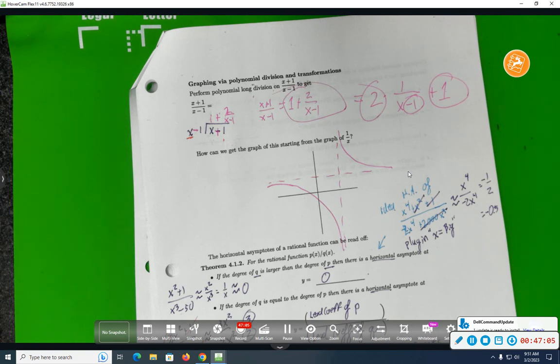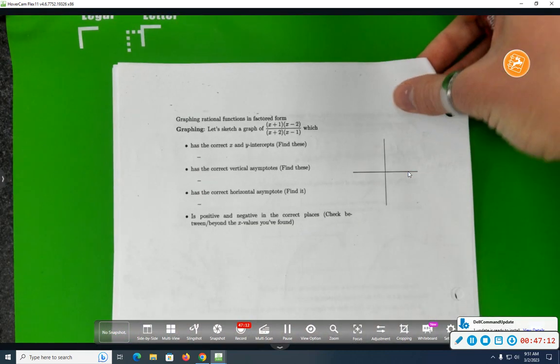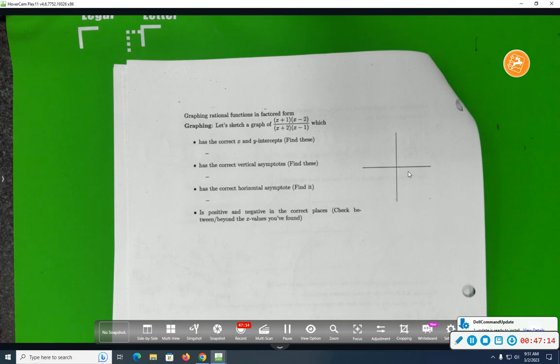So, what will we pick up with next time? We'll pick up with something that will seem very familiar. If you have already factored your rational function, it's easy to graph. And if you remember, a polynomial that's already factored is also easy to graph. Same idea here. Neato.